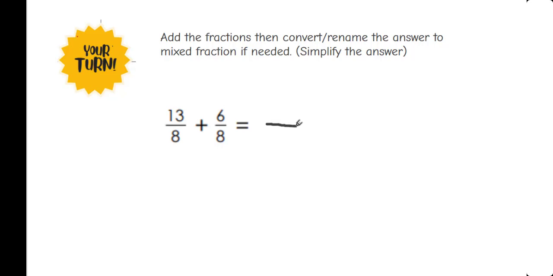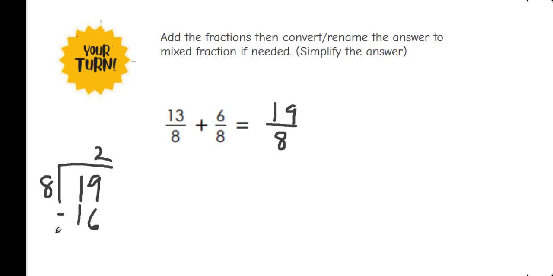I have 8 as my denominator on both fractions, so I'm good to go there. I don't have to do anything. Then I have 13 plus 6, and it's 19. I'm going to go ahead and make a division problem again for those of you that need it. 19 divided by 8. 8 times 2 is 16. We're going to subtract, and then we have a remainder of 3.